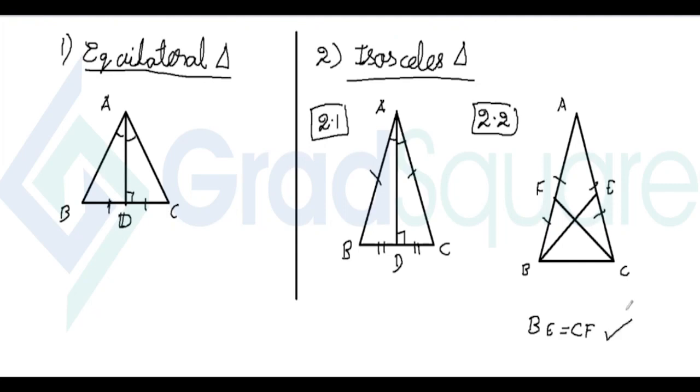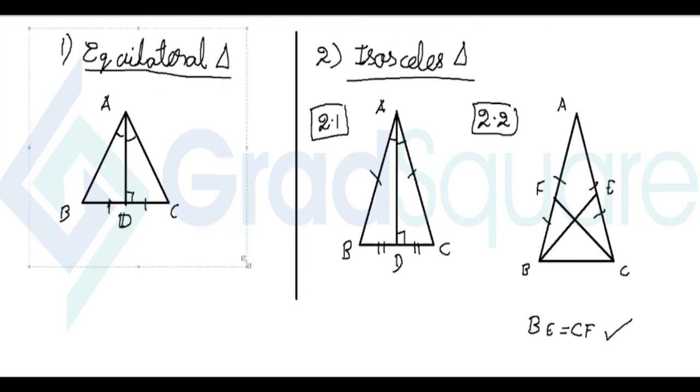So any special construction that you make from the base vertices of an isosceles triangle, be it altitudes, be it medians, be it interior angle bisectors, they will be equal in length to each other. Okay, that's the second speciality of all isosceles triangles.